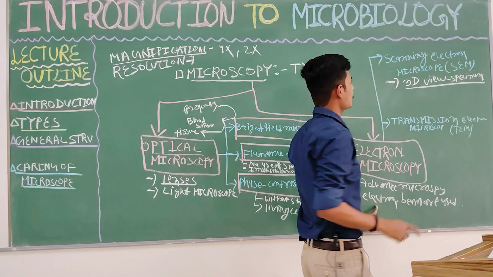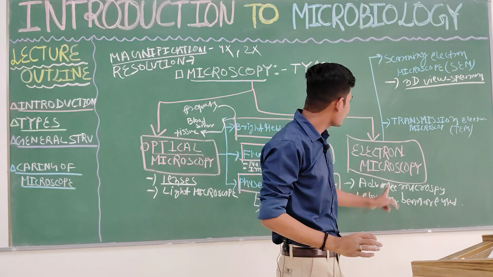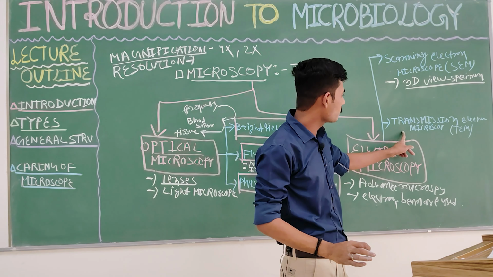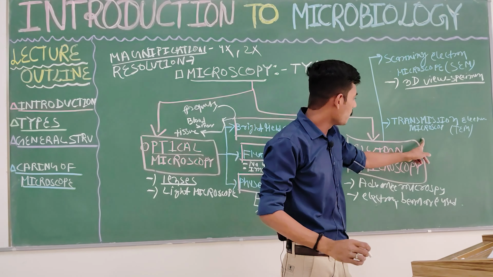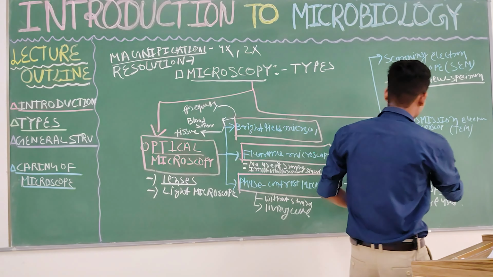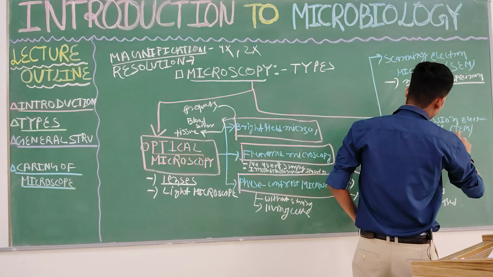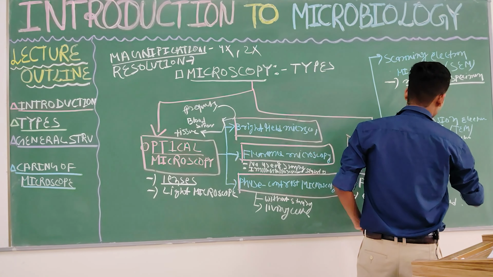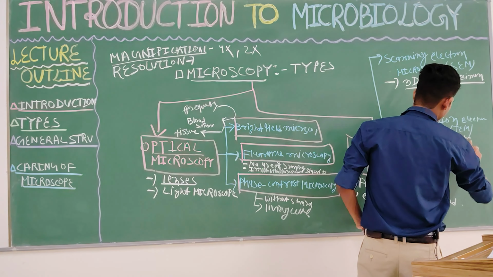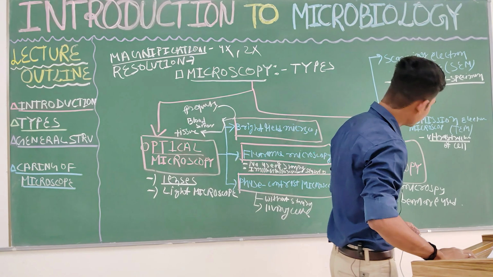Okay, it is the specialty of scanning electron microscope. Whereas in the case of the transmission electron microscope, we are studying the ultrastructure of the cell. Now, what is meant by the ultrastructure? First, you should write it down. Ultrastructure of the cell.